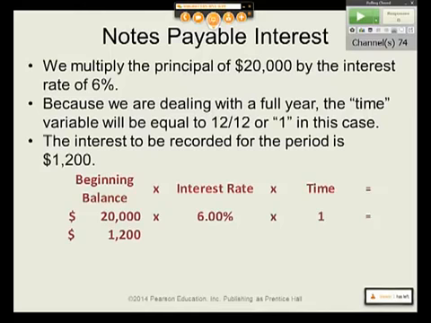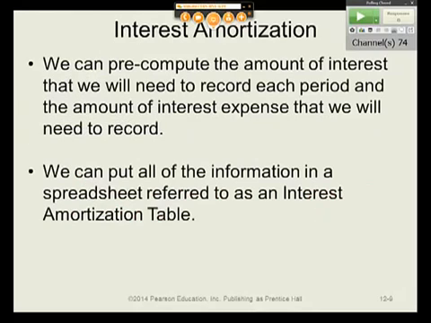The interest is $1,200. The principal amount at the beginning of the year that you borrow is $20,000. Interest rate is 6%. This is annual, and the time is 1, or 12 over 12 if you're doing it by months, or 365 over 365 if you're doing this by days. So that's the interest. Now that interest accrues from January 1st through December 31st. Okay. Now, what we did, and this is what we saw in some of the earlier chapters. What we're going to add now is something known as an amortization table.